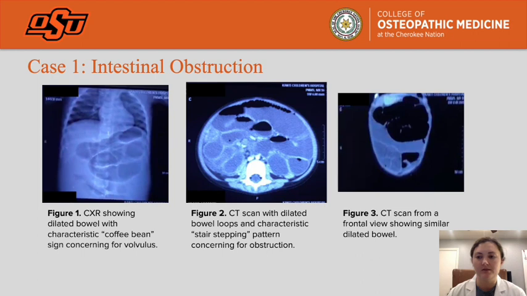Here are some radiographic images from case 1. Figure 1 is a chest x-ray that reveals the characteristic coffee bean sign with a volvulus. And figures 2 and 3 are CT scans from a transverse and frontal view that represent the dilated bowel loops and characteristic stair-stepping pattern indicative of a bowel obstruction.